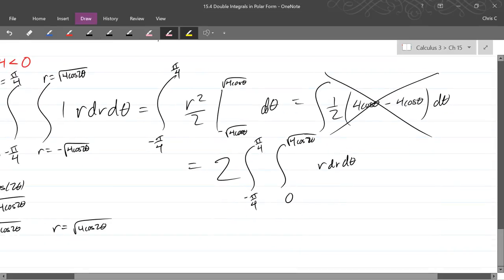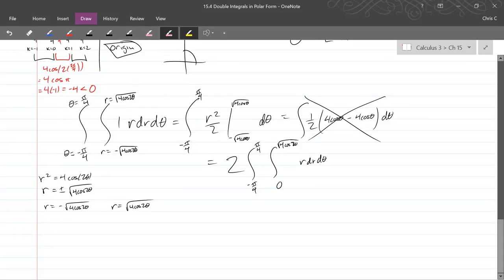All right, this integral should be relatively easy to do. You just plug it in. I think you just get a little u sub at the end and solve it that way. But it shouldn't be a difficult integral.